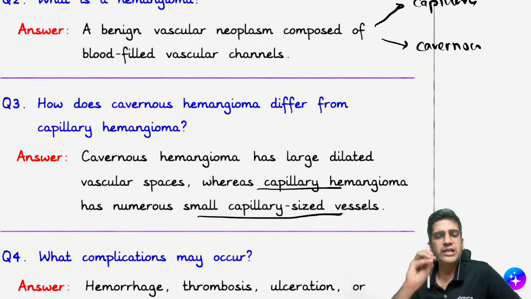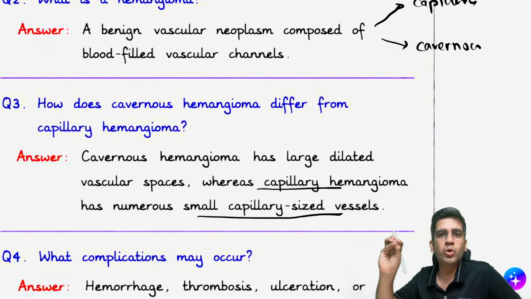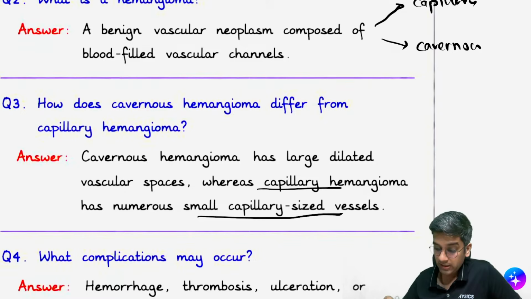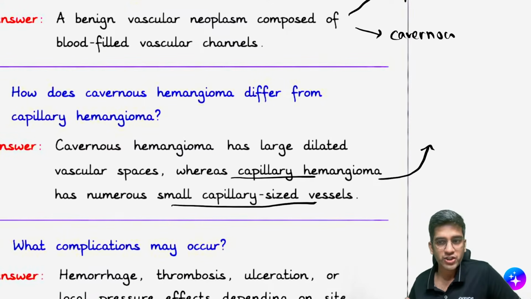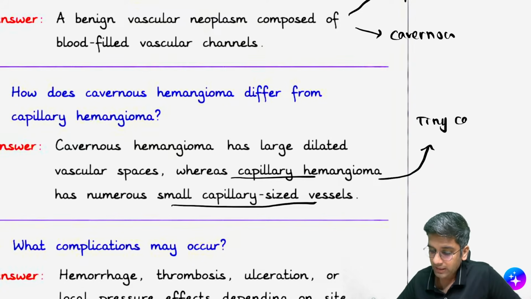That's it. Multiple tiny capillaries which will be very close to each other. We call it a capillary hemangioma. Please remember, if you have a slide of capillary hemangioma in your college, it will be very similar to granulation tissue. Granulation tissue also will have multiple tiny capillaries. It will look the same. Cavernous is a spotter. Capillary needs some time to identify, right? It will have multiple tiny capillaries, will look like a granulation tissue.